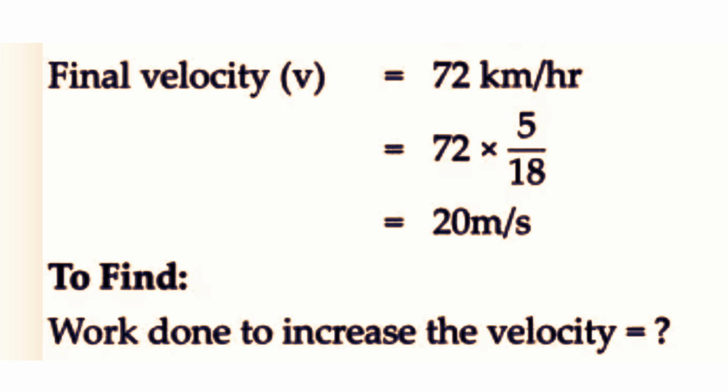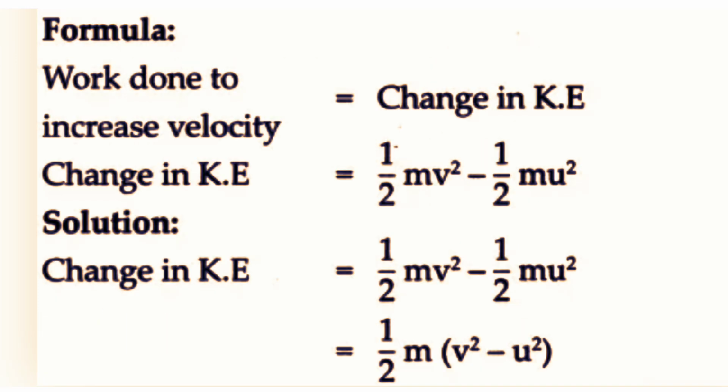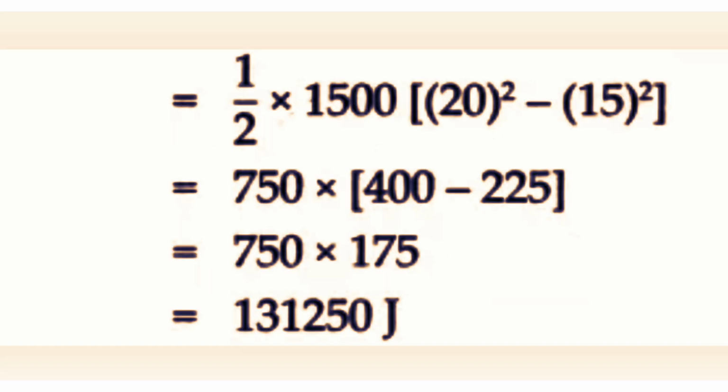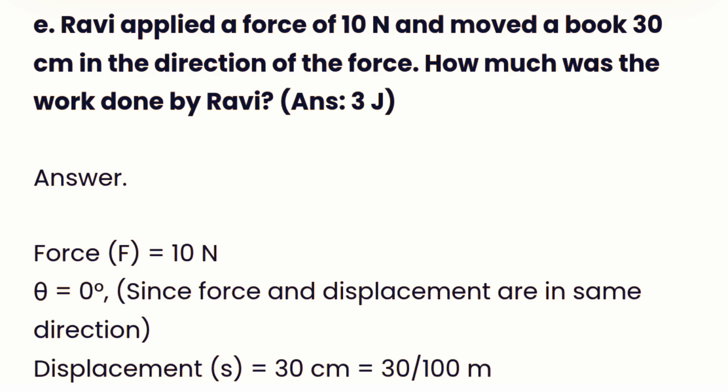To find work done to increase the velocity, formula. Solution. Equals 750 times 175 equals 131,250 J. E. Ravi applied a force of 10 N and moved a book 30 centimeters in the direction of the force. How much was the work done by Ravi?